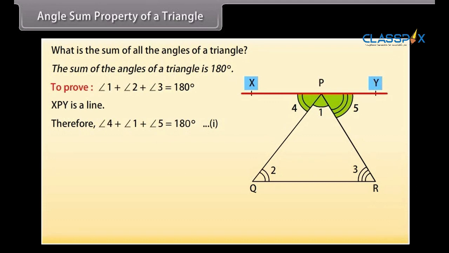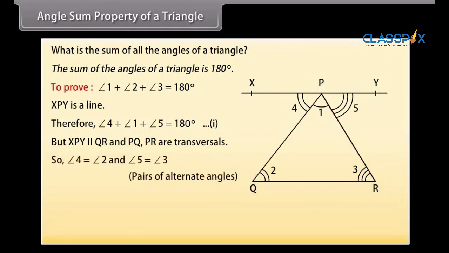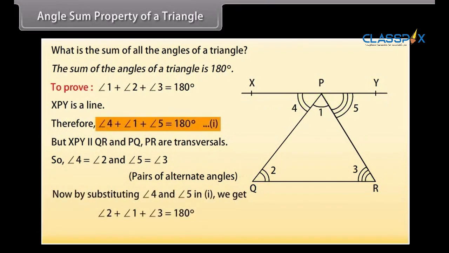Mark it as 1. But XPY is parallel to QR, and PQ and PR are transversals. So angle 4 is equal to angle 2 and angle 5 is equal to angle 3, because these are pairs of alternate angles. Now by substituting angle 4 and angle 5 in 1, we get angle 2 plus angle 1 plus angle 3 is equal to 180 degrees. Or we can write it as angle 1 plus angle 2 plus angle 3 is equal to 180 degrees.